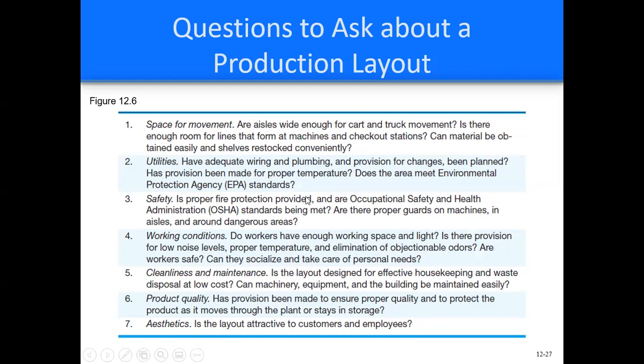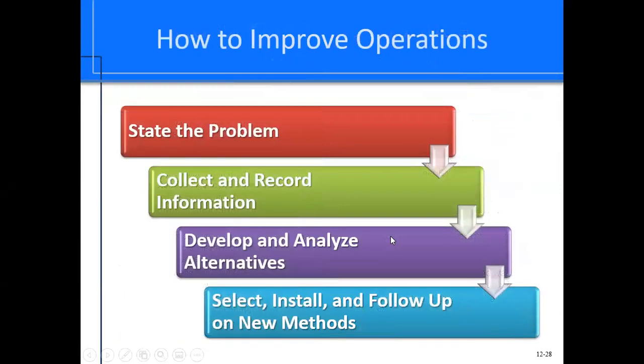So the questions to ask about production layout: space for movement. Do we have enough space for the cart to move and turn around? Do we have enough wiring, plumbing, those kinds of things to plan? And whether or not it's safe, the working conditions, like cleanness and maintenance, how easy it is to keep clean. And the aesthetics, whether or not it looks nice to the customers or employees. So those are the questions we will ask.